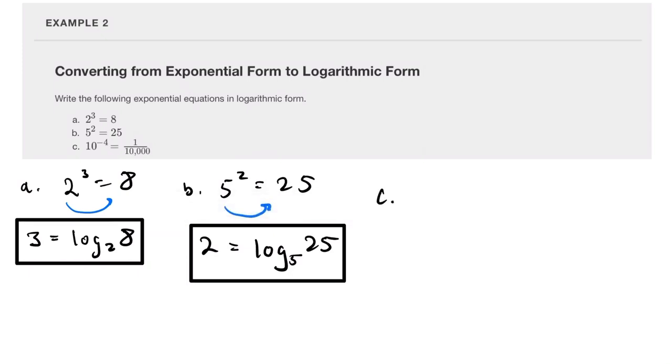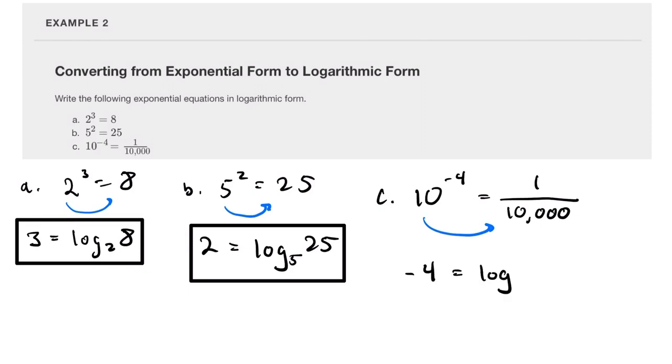And then for c, 10 to the power of negative 4 equals 1 over 10,000. Same deal. The base of the exponent swings to the other side and becomes the base of the log. So we'll have negative 4 equals log, or you can just write it as log, because with common log, when you don't write a base, there's an implied 10, right? So you can write this as the log of 1 over 10,000.